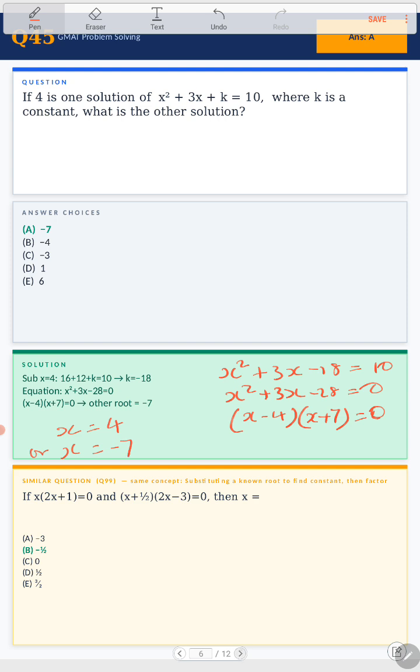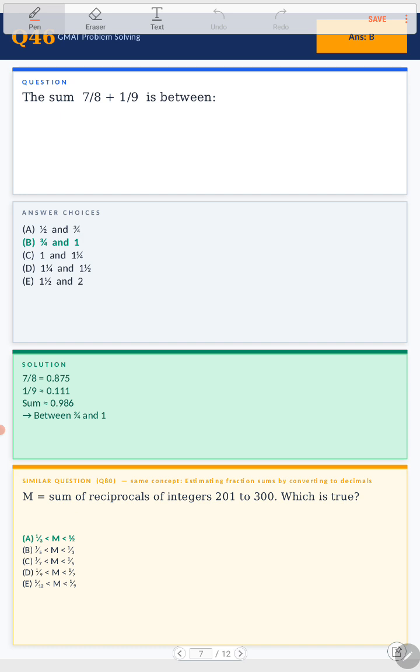The sum 7 over 8 plus 1 over 9 is between what and what? The solution is already provided here if you turn this to a fraction. But if you want to solve this intuitively, why not say 7 over 8 plus 1 over 8 equals 8 over 8, which is the same thing as 1. But then 1 over 9 is less than 1 over 8.